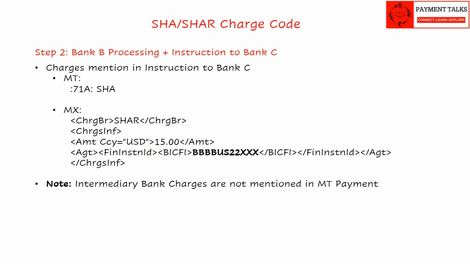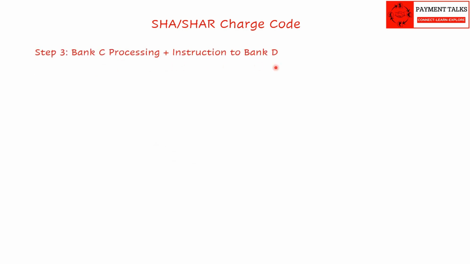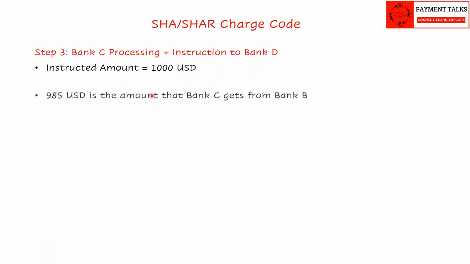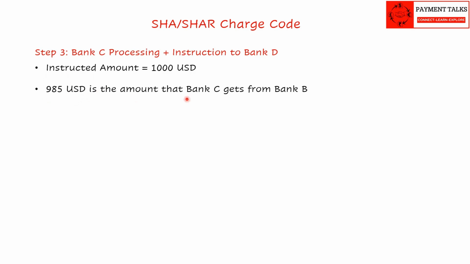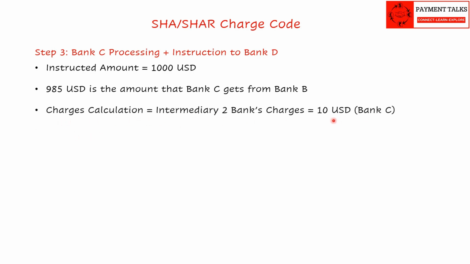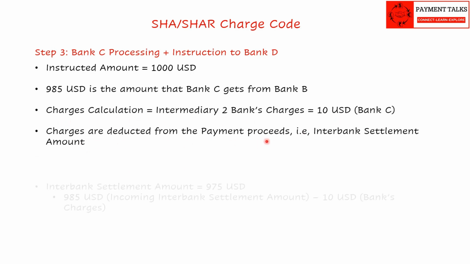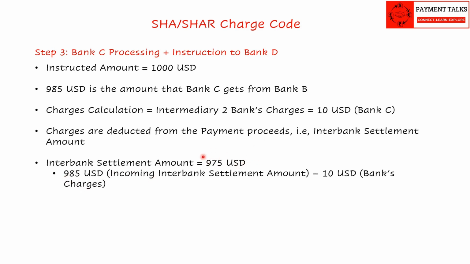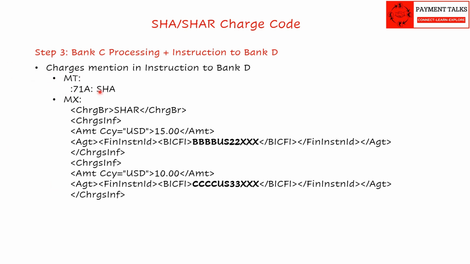Bank C receives the payment with instructed amount as 1000 USD, interbank settlement amount as 985 USD, and charge code as SHA. Bank C deducts its charges from the payment proceeds. It will then calculate the new interbank settlement as 975 USD, which is 985 USD minus 10 USD, which is Bank C charges. As explained before, intermediary charges are not mentioned in the MT message. But in the MX message, Bank C needs to mention the charges deducted along with its details.